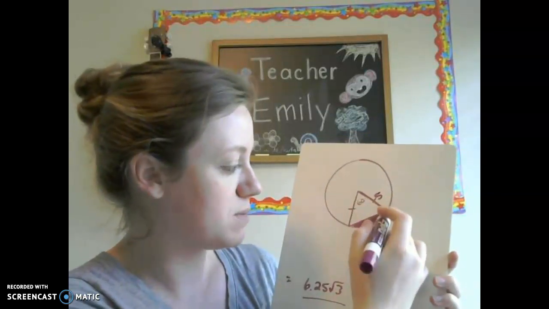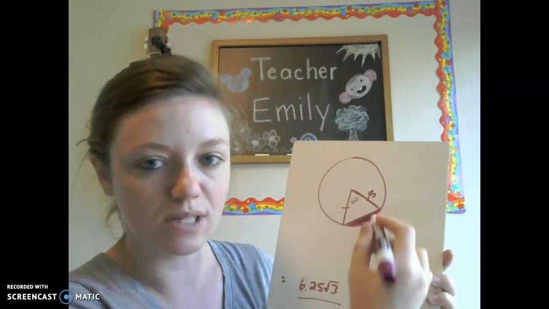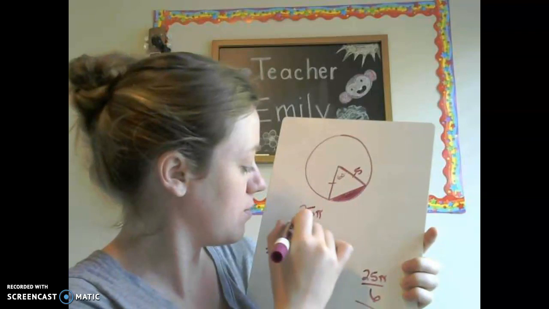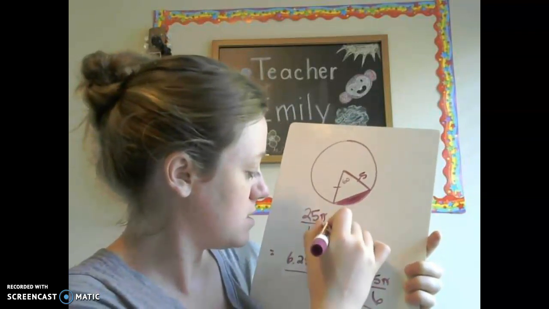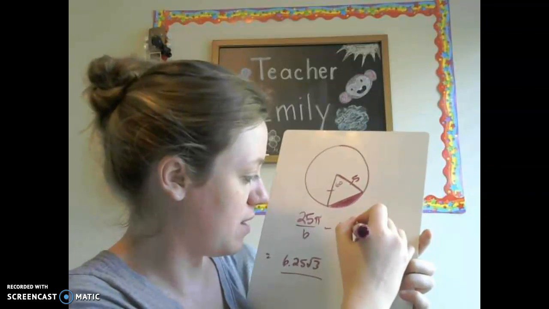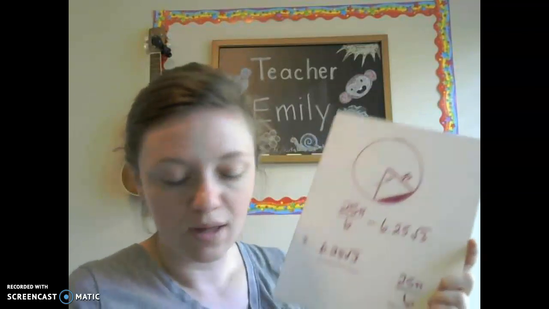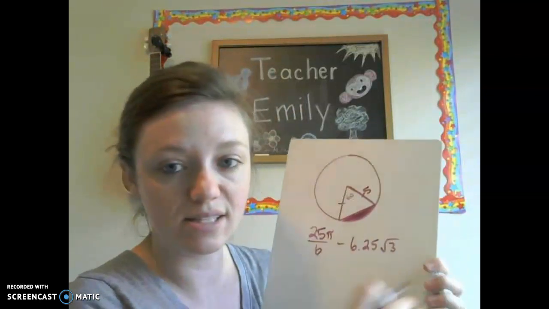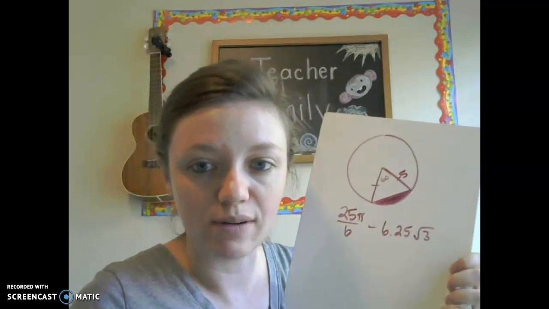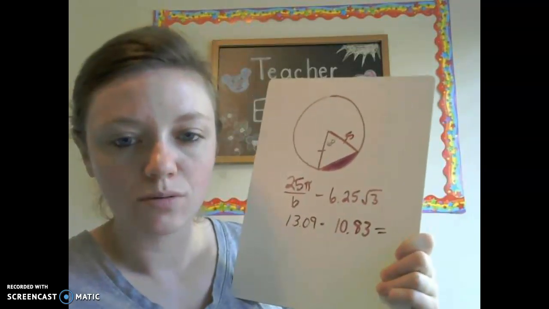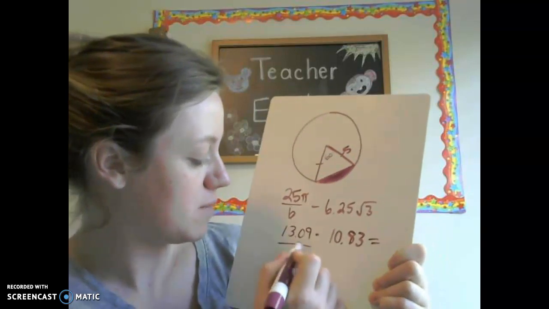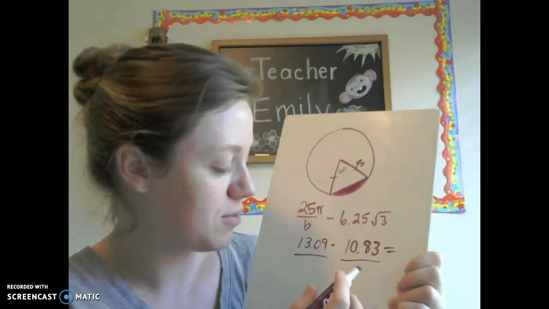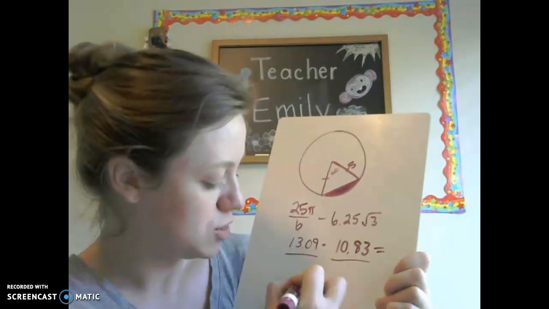If we subtract the triangle from the pizza slice, it should leave us with this area right here. So 25 pi over 6 minus 6.25 times the square root of 3. And this is asking that we round our numbers to the nearest whole number. So we can calculate this entirely and see what we get. I'm going to do that right now. So 25 pi divided by 6 is about 13.09. 6.25 times the square root of 3 is about 10.83. If I subtract those, I get 2.26.